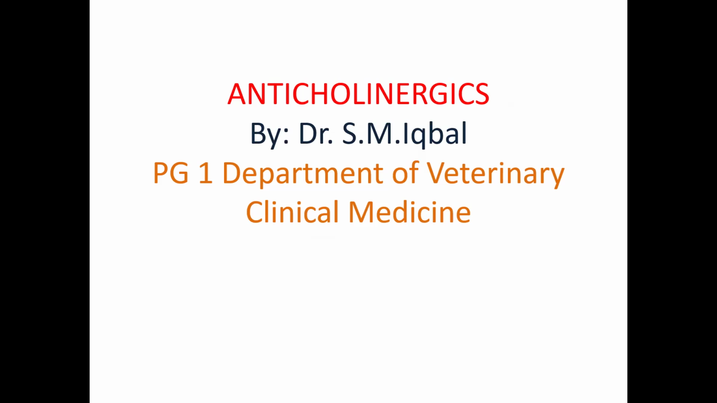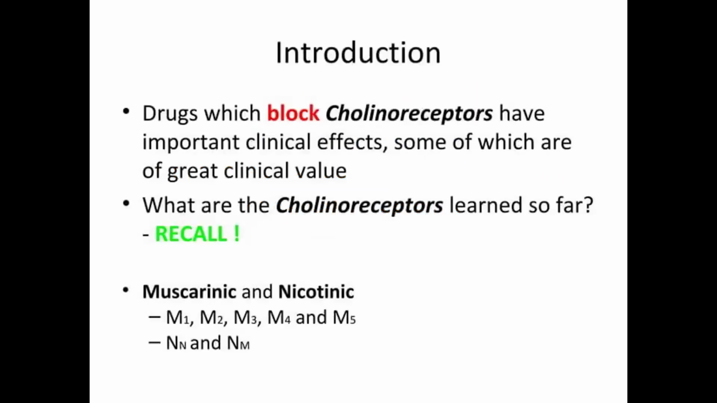But when it comes to cholinergics or anticholinergics, we have drugs which mimic the action. For example, any drug which will mimic the action of acetylcholine, we call cholinomimetics. Something which mimics the action of GABA, we call GABA mimetics. Drugs which mimic the action of adrenaline or noradrenaline, we call sympathomimetics.